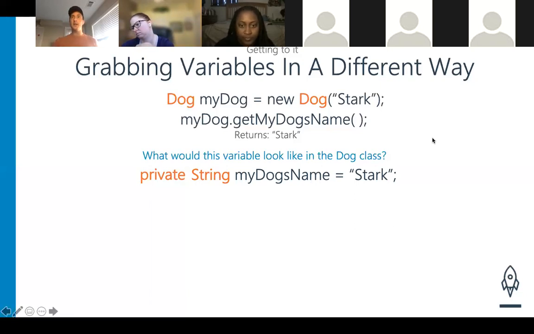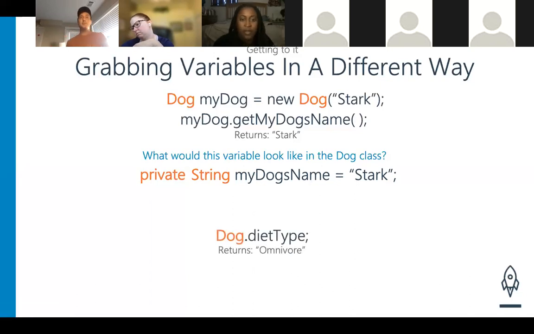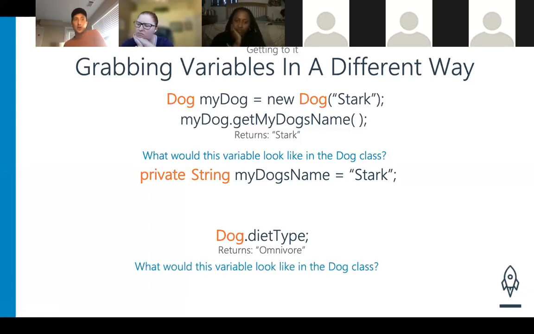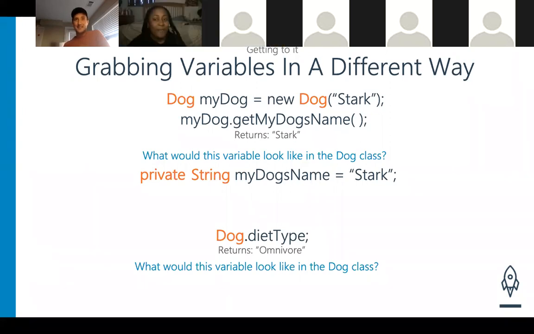Now, one thing that I want to show is Dog.dietType returns omnivore. So this one, pretend we made this call in our code. Again, take those compiler minds of yours and tell me, what would this look like in the dog class? Who wants to take a stab at it? Public. I love it. Great start. String.